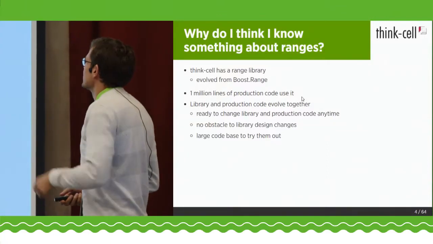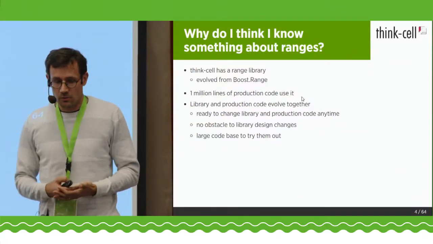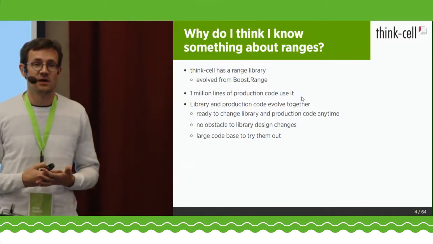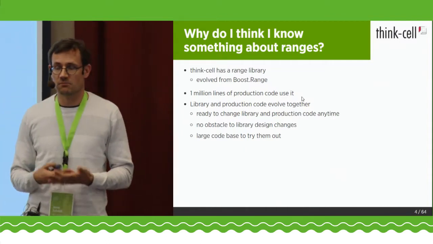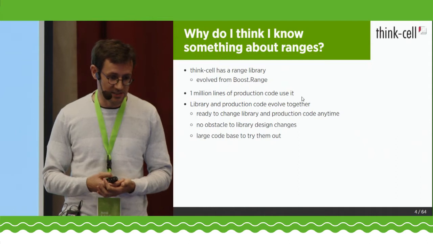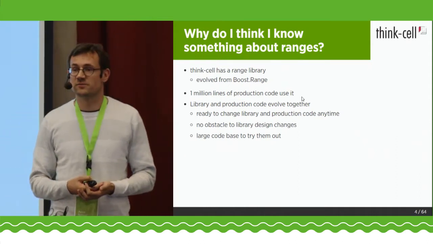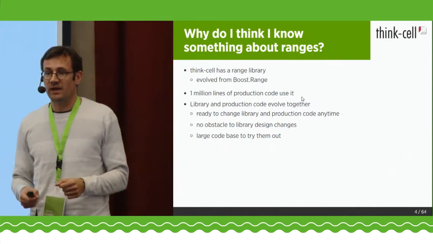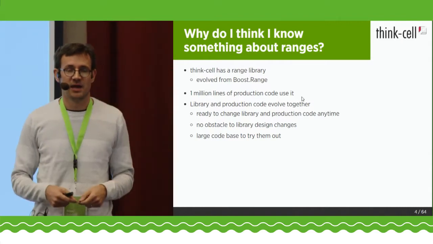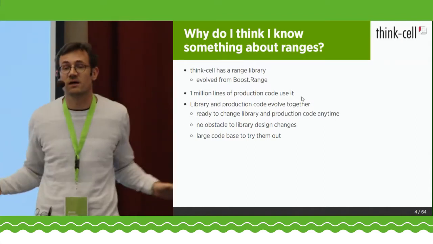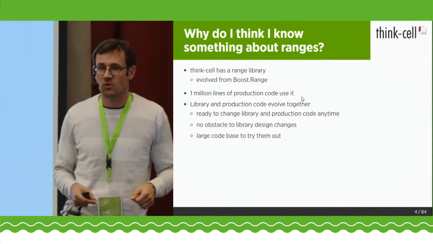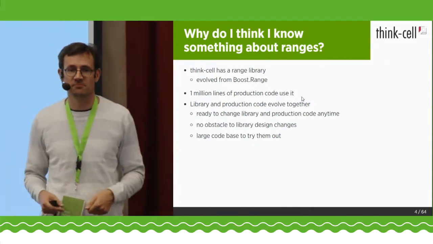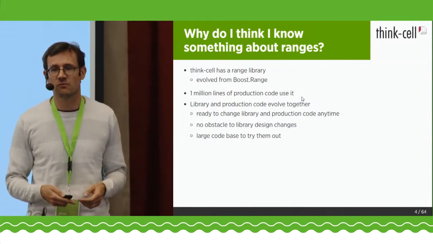Why do I think I know something about ranges? So we started with Boost Range, using Boost Range in our code, but this evolved very much into our own range library that is public, and I will show you the GitHub at the end. We have about 1 million lines of production code that uses that library. And we have one big luxury. We have the library, and we have the code. And we actually have one guy who does nothing else all day but refactoring code. So if we think something is wrong about our range library, we can change it at any time and change the 1 million lines of production code along with it.